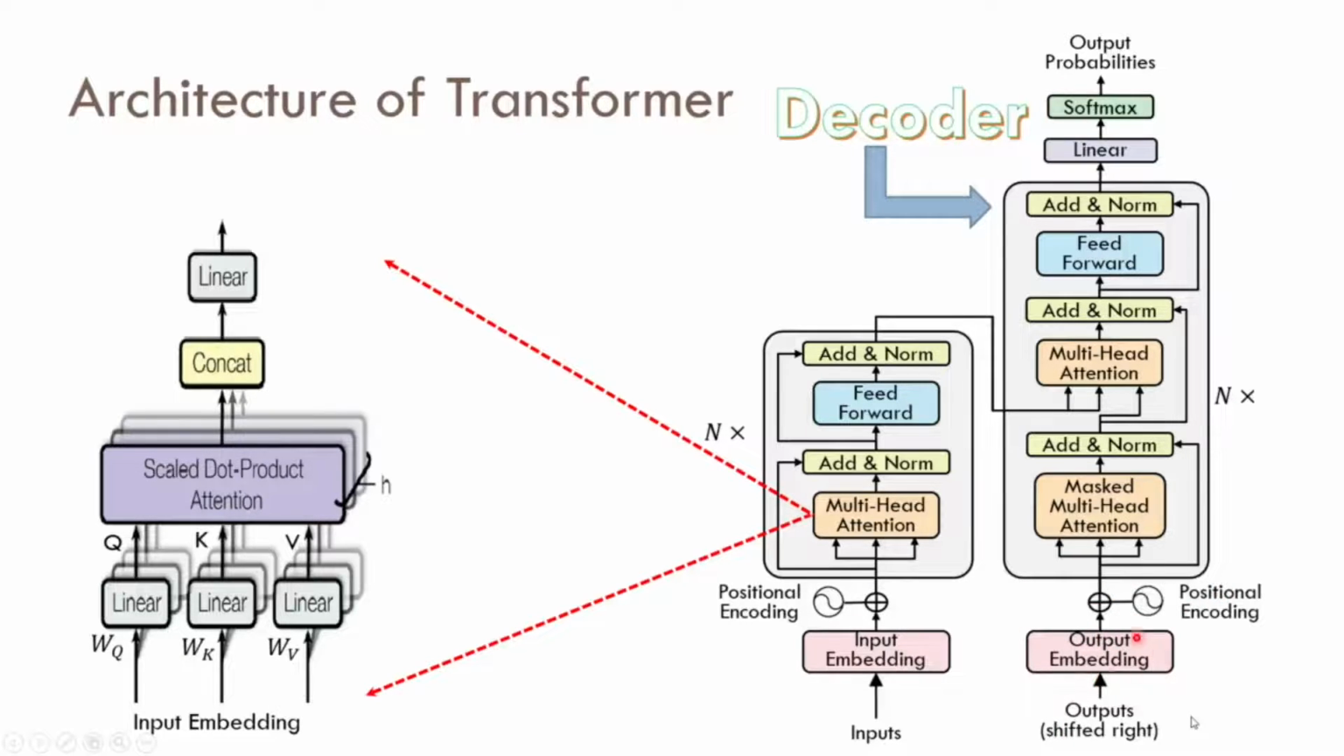Now the output also passes through an embedding layer, and the first thing that happens is positional encoding, just as we did in the encoder part. After positional encoding, the entire thing is passed through a masked multi-head attention layer. This masked multi-head attention layer is the same as the multi-head attention layer discussed in the encoder part, but there is an additional concept of masking.